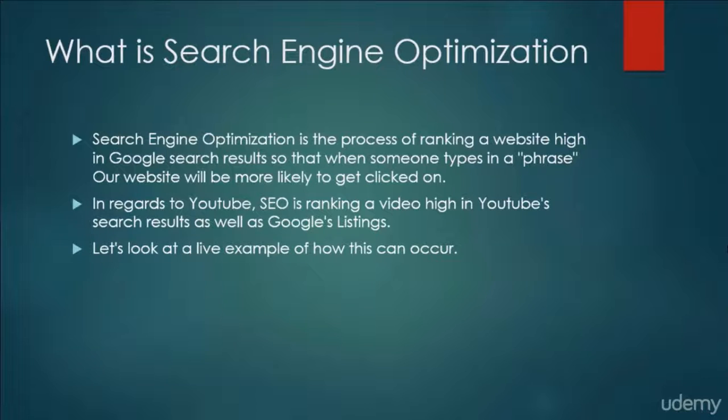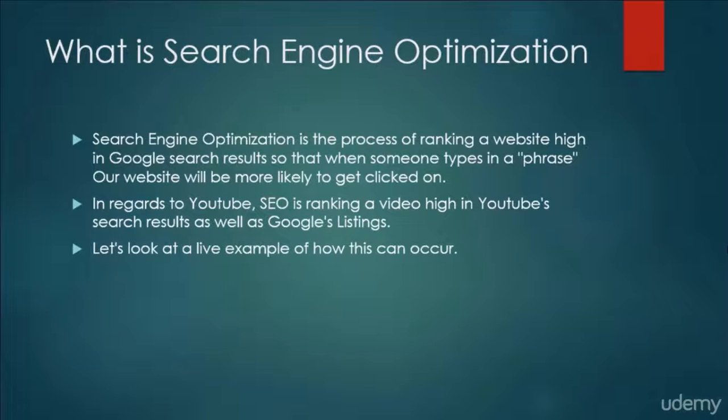So search engine optimization is the process of ranking a website high in Google search results so that when someone types in a particular phrase, your website is more likely to get clicked on. In regards to YouTube, SEO is ranking a video high in YouTube search results as well as Google's.